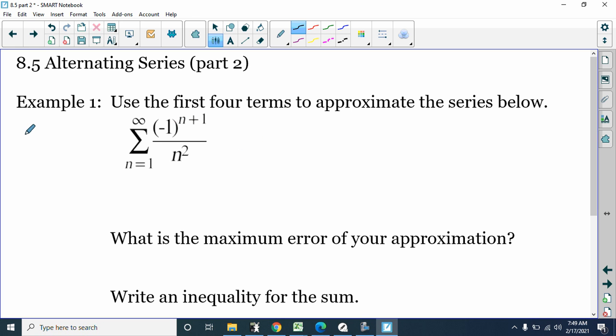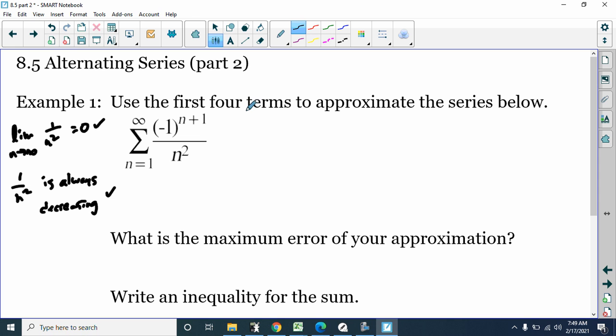In order to check that, you're evaluating the limit as n approaches infinity of the sequence without the alternating part. It does go to 0, so that works. And then also, if I plug in numbers here, 1 over n squared is always decreasing. So this is a convergent series.